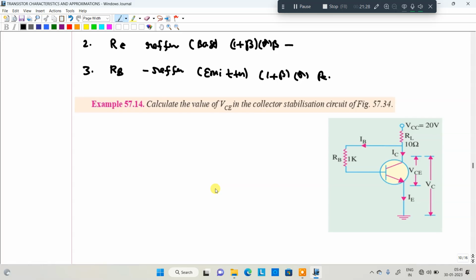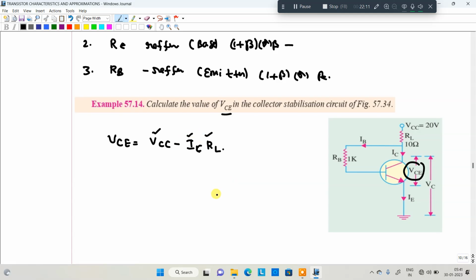The first example: calculate the value of VCE in the collector stabilization circuit. I want to find out the VCE. How to find it? VCE is equal to VCC minus IC into RL. VCC is a known value, RL is a known value. What is the unknown value here? IC.